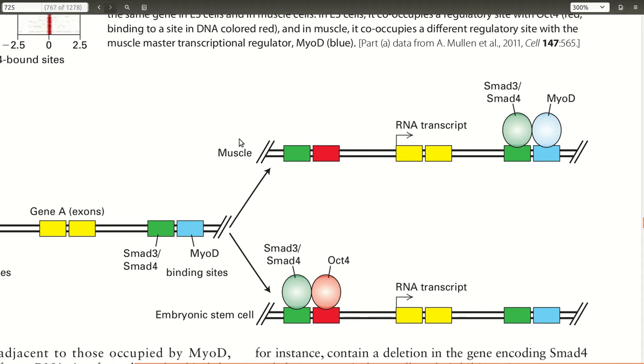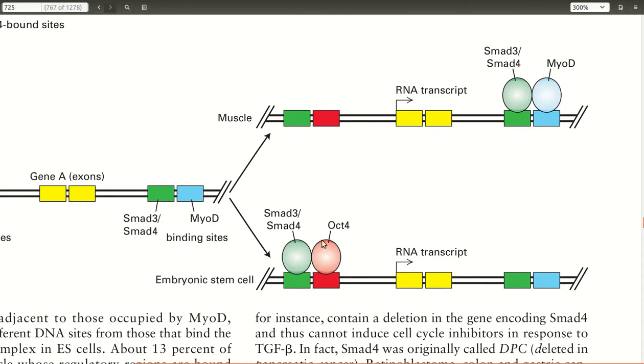And so it shows that the SMAD complex is active in many types of cells, and it depends what cell type that cell is. That will determine which binding site the SMAD complex will bind to in the gene.